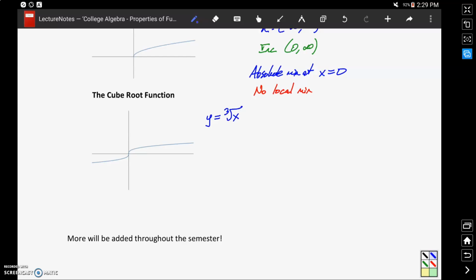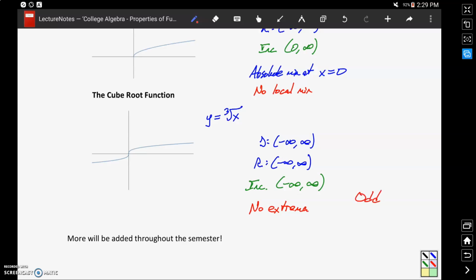The cube root function would be y equals the cube root of x. Its domain is unrestricted. Its range is unrestricted. It's going to be increasing on the interval from negative infinity to infinity. It has no extrema. And in this case, we have another odd function. Points reflected across y and then reflected across x.